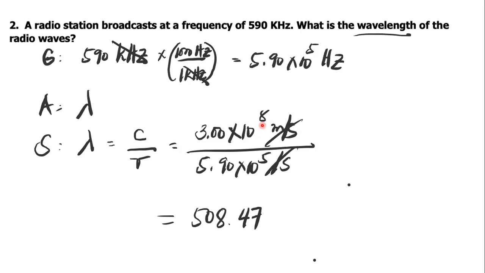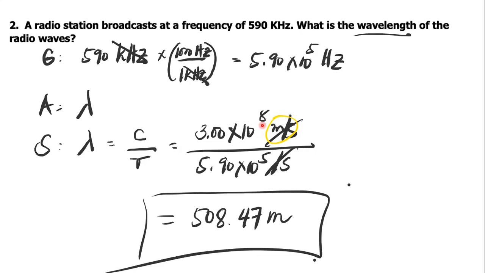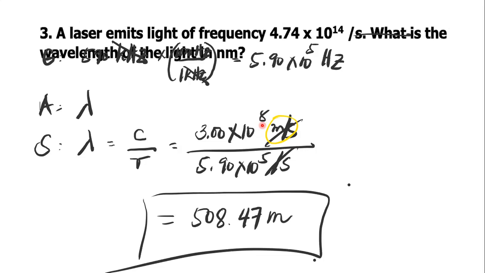And what unit is left here? We have meter, which is used to express wavelength. So do not forget to place the unit. I hope you're able to get that. Clear? Next, let's go to item number 3.